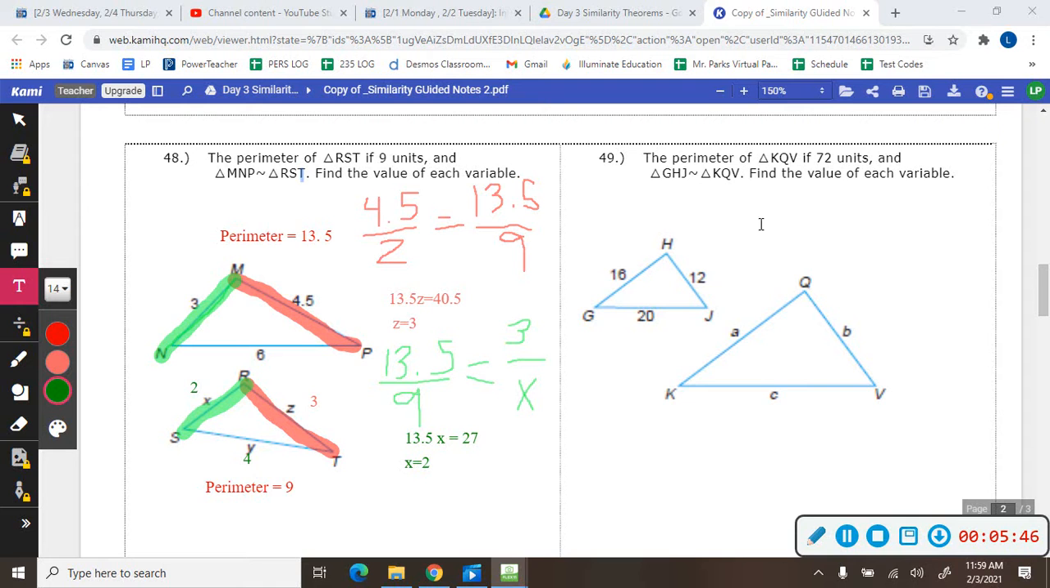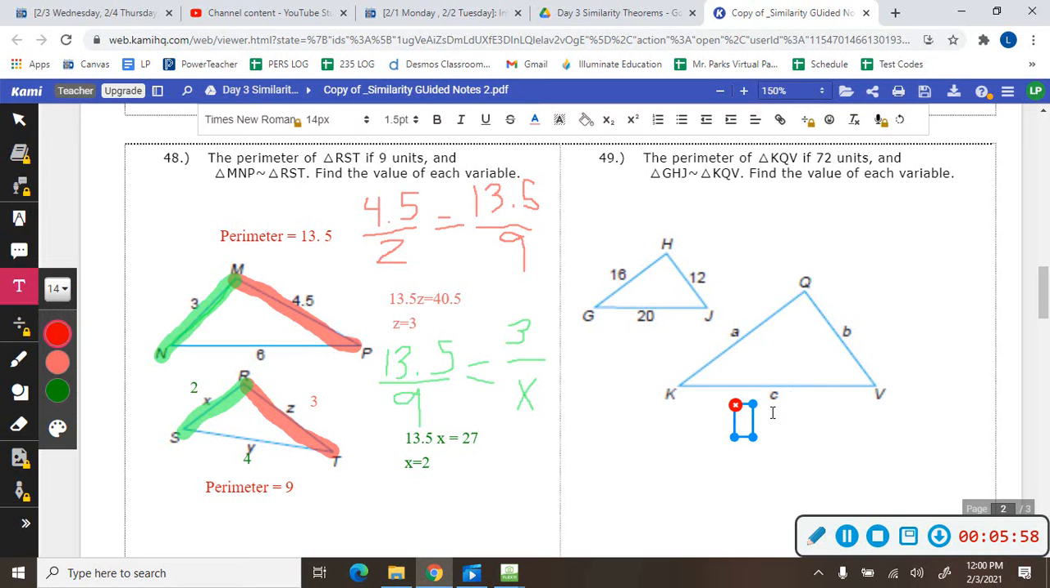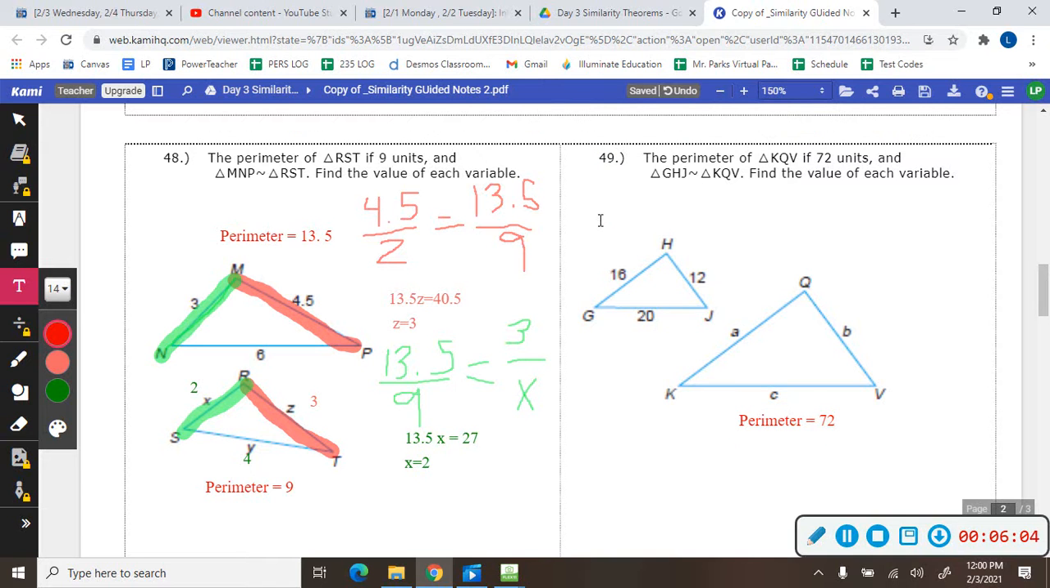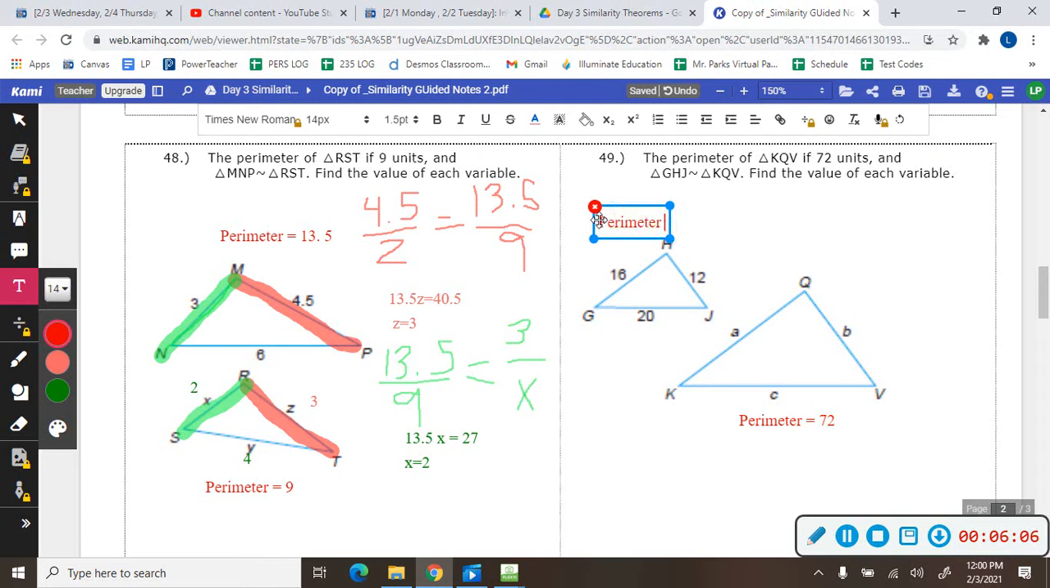Okay, on this one, they tell us the triangles are similar. They say that KQB is 72, the perimeter. So I'm going to make a little note of that. That this perimeter is 72. And then might as well find this perimeter. And if I add up the sides, that'd be 16 plus 12 is 28, plus 20 is 48.